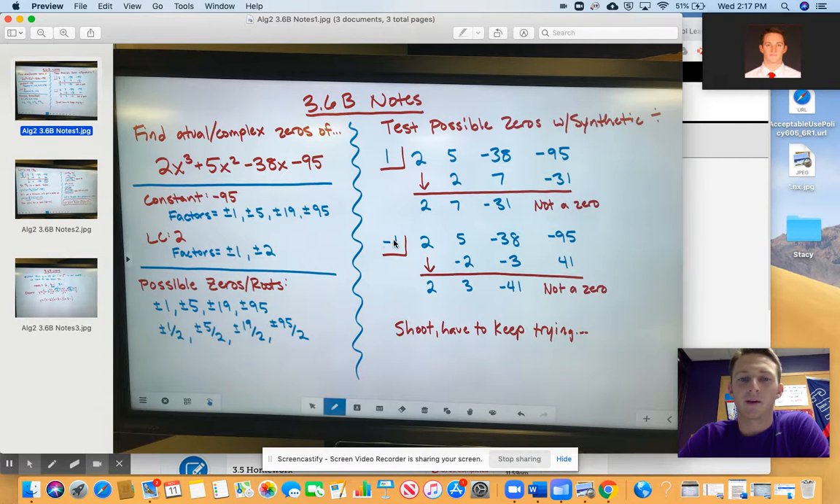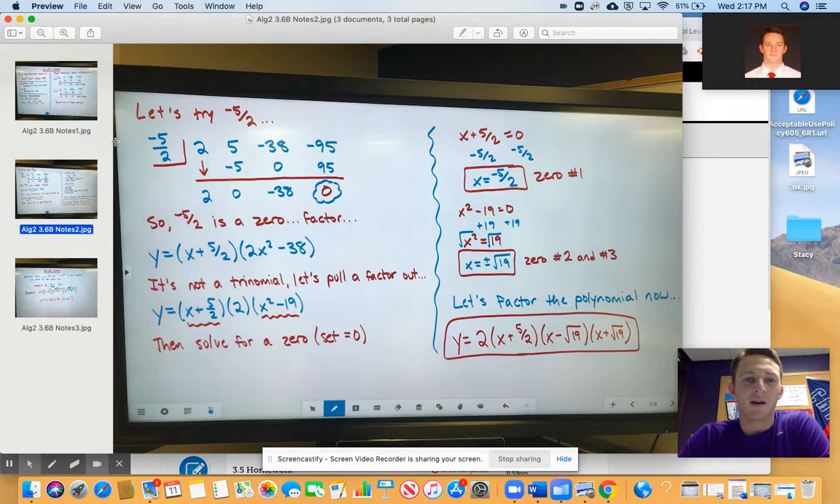Let's do the same thing with negative 1. Drop it down, multiply. Drop down, multiply. Drop down, multiply. Not the opposite numbers, so not a 0. So negative 1 isn't a 0. Got to keep trying. This is where it can take a little while. I'm going to save you some time of listening to my notes, and we're going to skip ahead to negative 5 over 2. So we're still using the same coefficients.